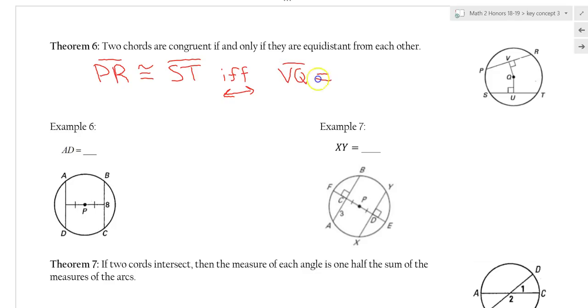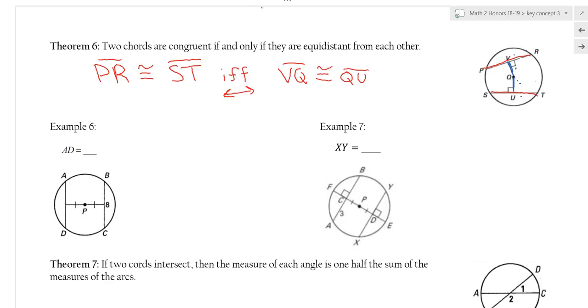BQ is congruent to QU. So these are congruent if these are congruent. And if these, so these are congruent if these are congruent. And these are congruent if those are congruent. It goes both ways. Okay.